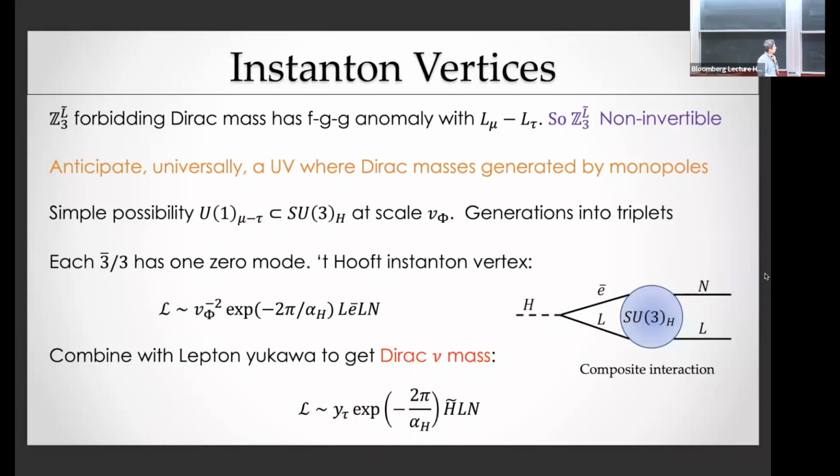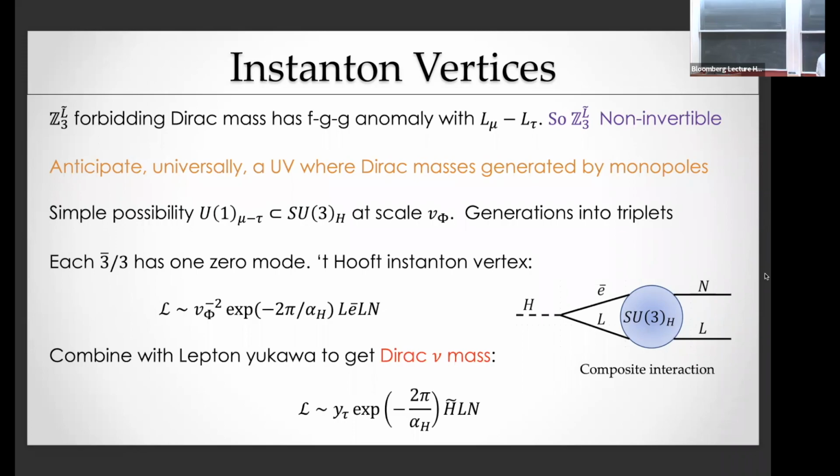And now each 3 and 3 bar has one zero mode. So I can write a 't Hooft vertex. So the 't Hooft vertex looks like this. This is not yet a Dirac neutrino mass. So there's some exponential suppression. Alpha H is the standard gauge coupling constant. There's a Higgsing scale, and these are the fermion fields. It's not yet a mass, but I can combine it with the lepton Yukawa to get a Dirac neutrino mass. So we end up with this kind of coupling. It's proportional to y tau, has an exponential suppression, and gives a Dirac neutrino mass.